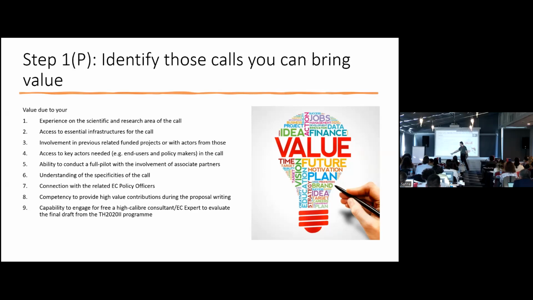And of course, you can bring what I said before, a high caliber consultant, an EC expert to evaluate the final draft for free from the Horizon Turkey Horizon 2020 program, until the end of this year. And you need to coordinate that through the NCPs. Clear? So, how many? We have 9, instead only 1. That's the obvious one. So you pick, you select the ones that are the most appropriate.